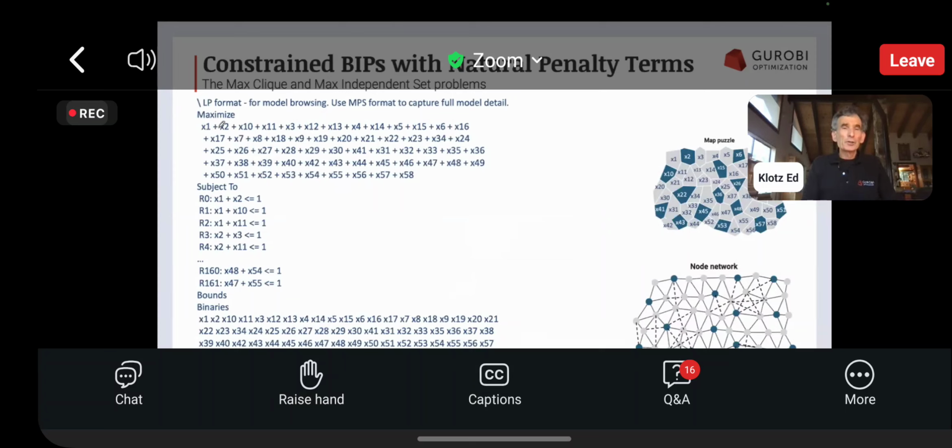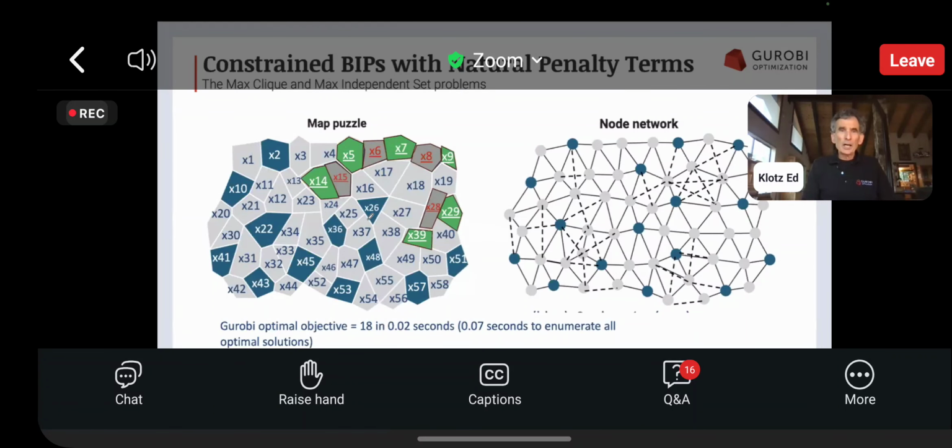So it wasn't hard to generate an LP file of this problem and run it on Gurobi. And it turns out that the independent set in the picture, which had 16 elements, was not the maximum. Gurobi solved this to optimality in 0.02 of a second. If I use our solution pool feature to enumerate all optimal solutions, that only took 7/100ths of a second.